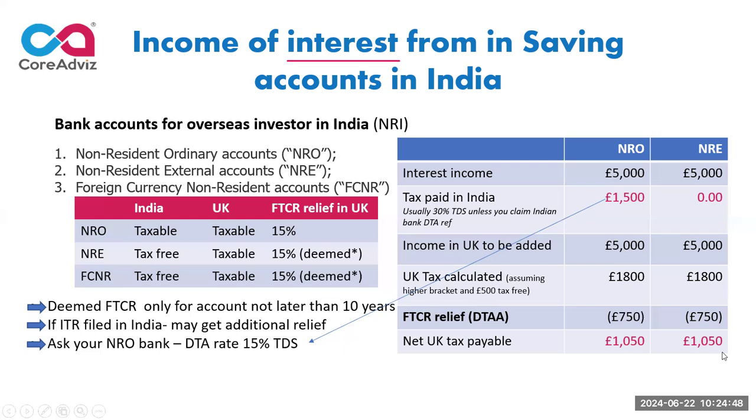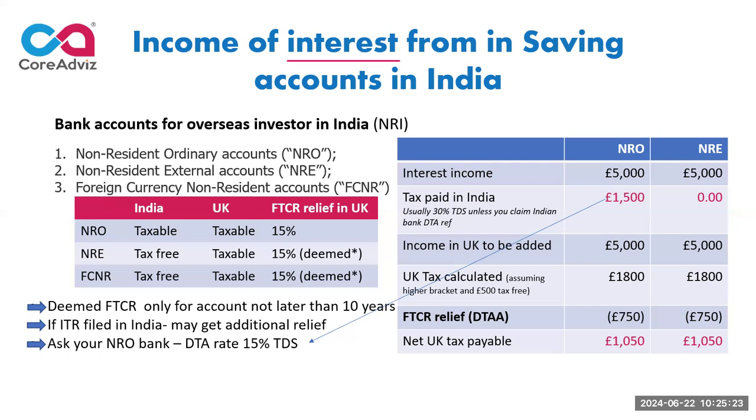Okay. So this illustration again, I was talking about. In both scenarios, your calculated UK tax is the same, and you can claim FTCR. FTCR is under the double tax agreement, where 15% is the limit. You can claim relief. So 15% of 5,000 comes to 750. You can reduce the 750 and the net tax payable is 1,050. The great advantage in NRE is that even if you are not paying tax in India, you can still claim foreign tax relief, which is 15%.